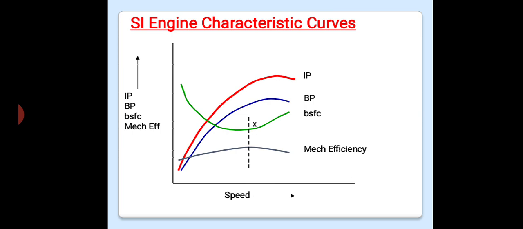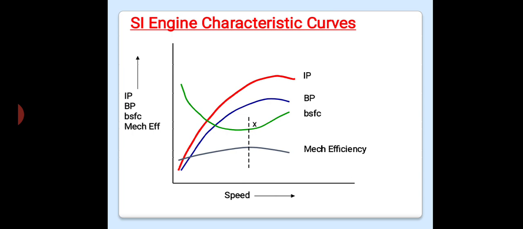Mechanical losses increase with increase in speed, due to which the increase in indicated power is offset by increasing losses. Therefore, mechanical efficiency reduces with increase in speed. The effect on the brake specific fuel consumption with variation in speed is also represented in this graph.